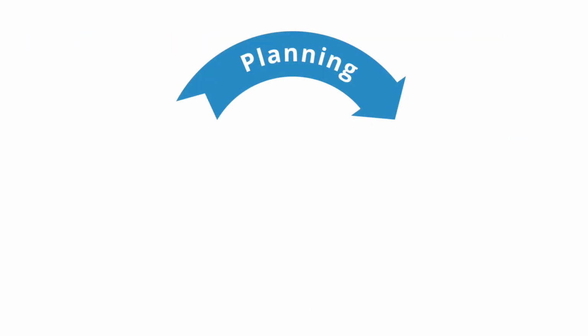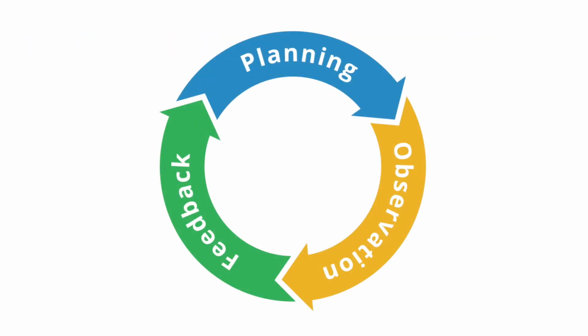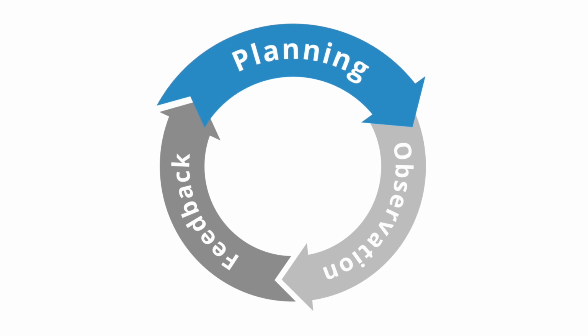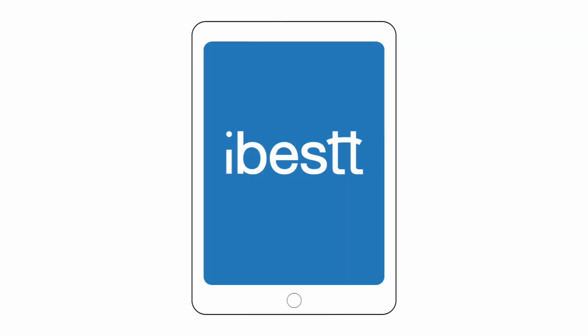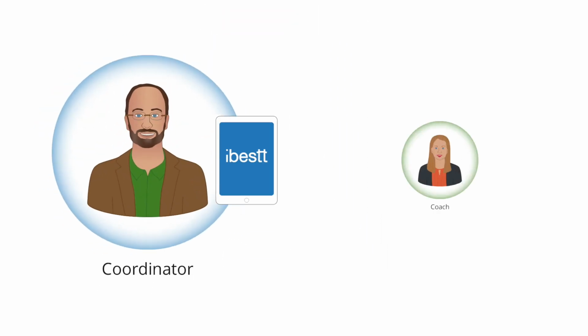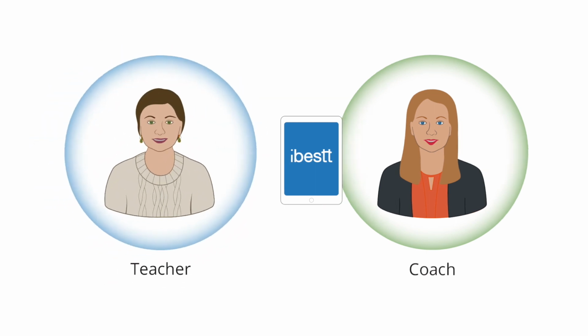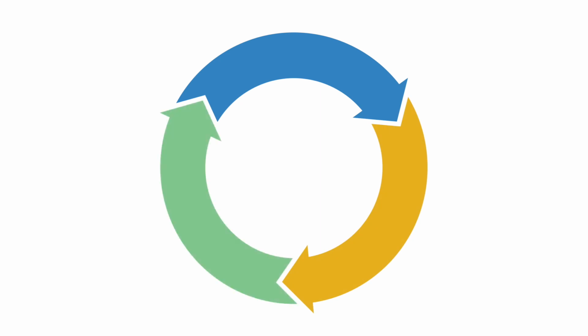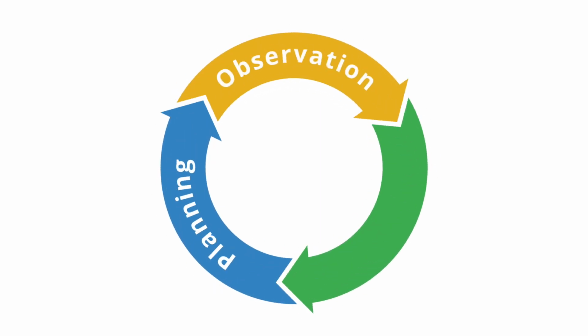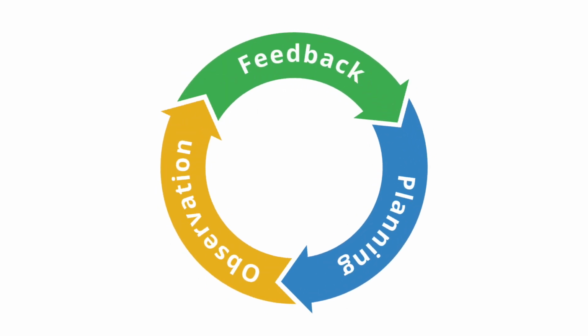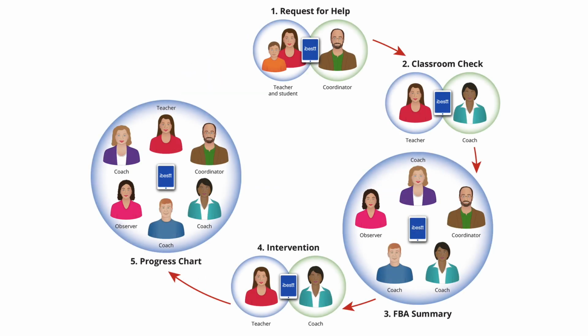In the next 3 training videos, you'll learn the components of the coaching cycle and the steps of the planning meeting, the first component of the coaching cycle. As a coach using iBest, your coaching relationship begins when the coordinator assigns you to a teacher-student case, and you then contact the teacher. There are 3 critical components of the coaching cycle: the planning meeting, focused observation, and performance feedback. This is the iBest process.